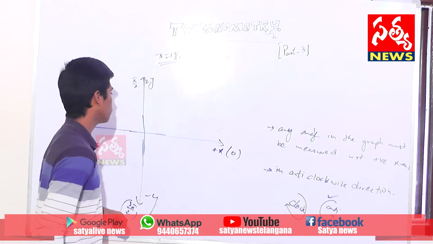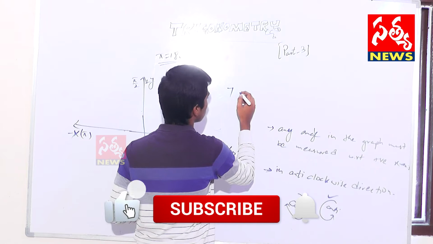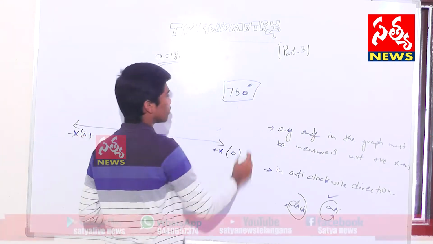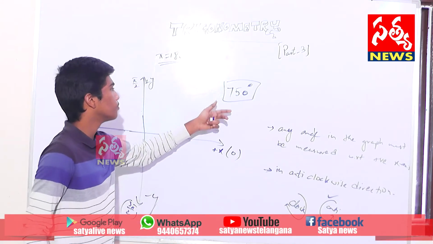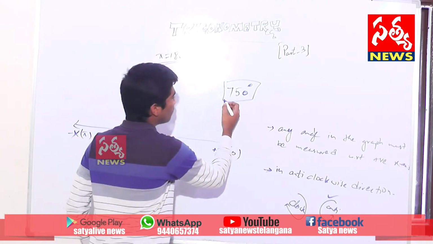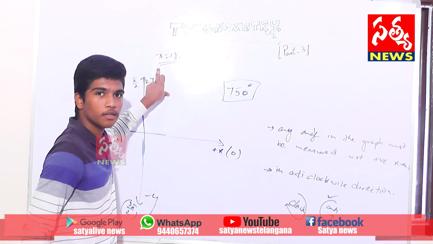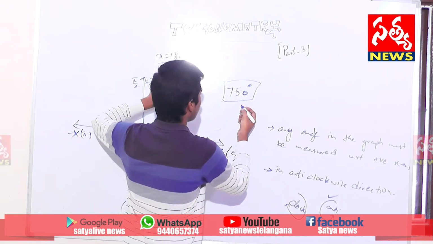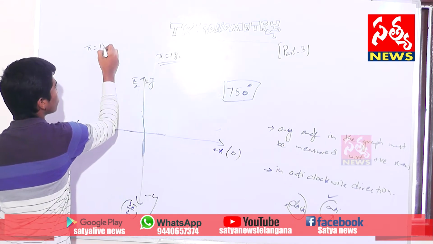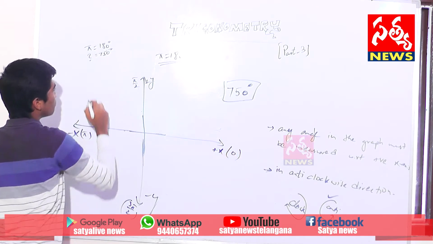Let's take another example, a higher angle, 750 degrees. They ask to point where 750 degrees lies. It would be easy if we convert into pi radians. How to convert into pi radians? From here, 1 pi radian is equal to 180 degrees. So 750 degrees is equal to how many pi radians?